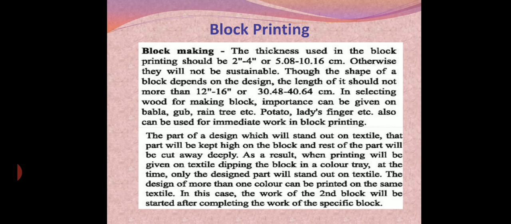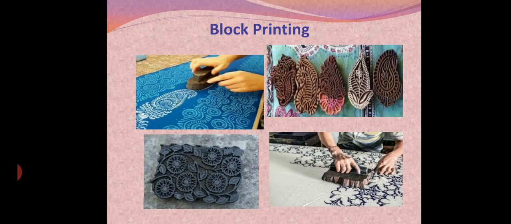The part of a design which will stand out on textile will be kept high on the block, and the rest of the part will be cut away deeply. As a result, when printing is done on textile by dipping the block in the color tray, at that time only the design part will stand out on textile. There are some images of blocks on the screen and the uses of block print.